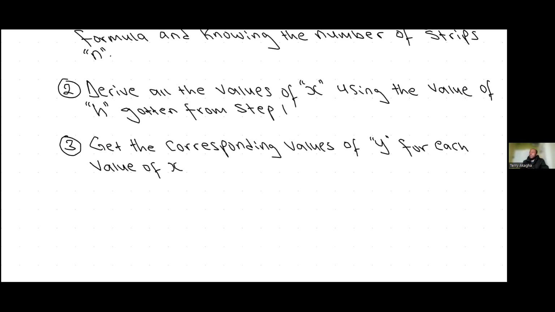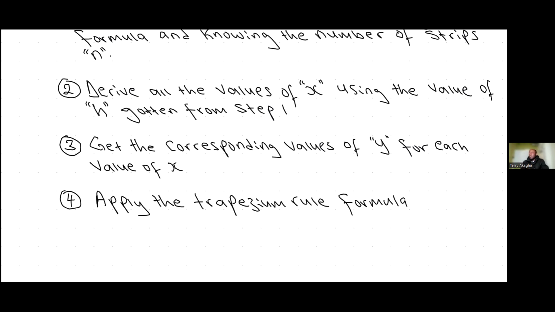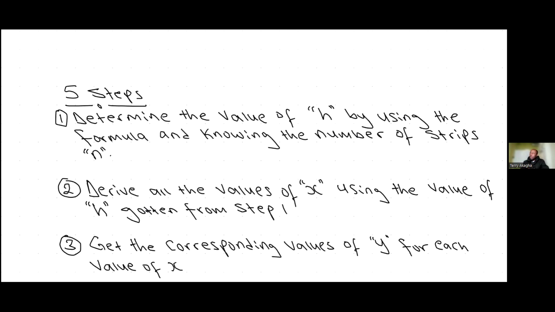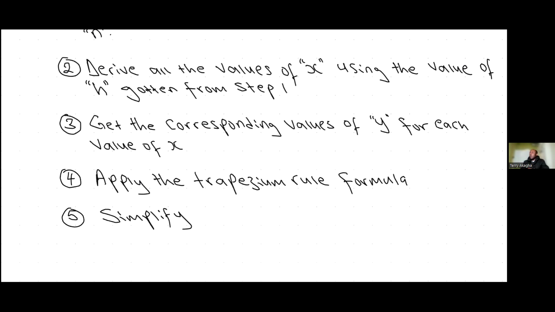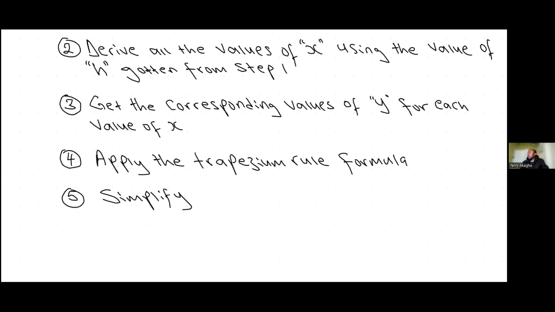Then, when you're done with that, you apply the trapezium rule formula. After which, you will then simplify. So this is how you solve using the trapezium rule. You determine the value of h using the formula, you derive all the values of x, then after that you apply the trapezium rule and use the formula for that.